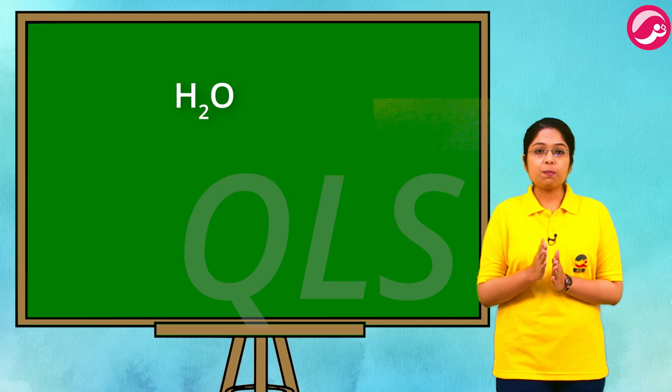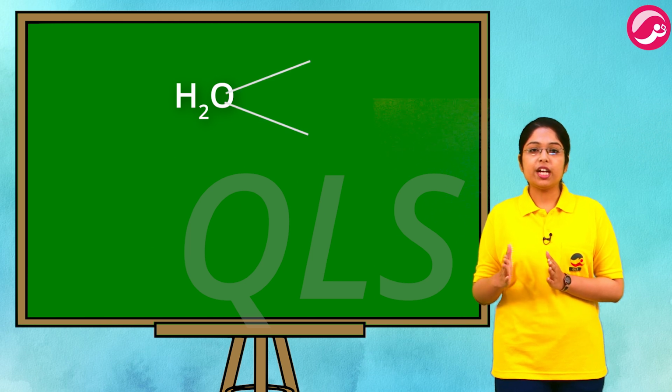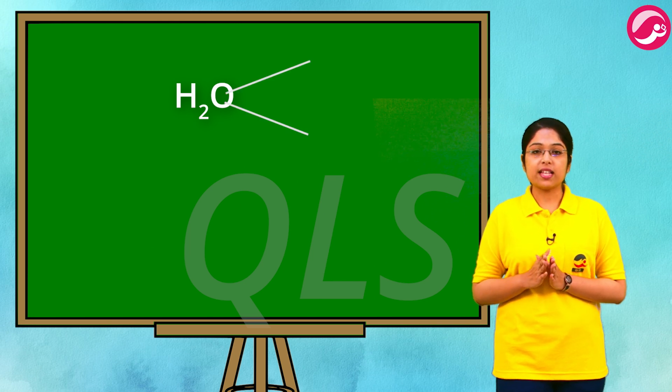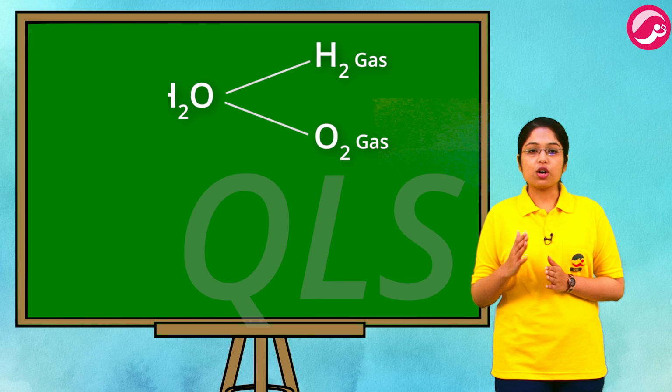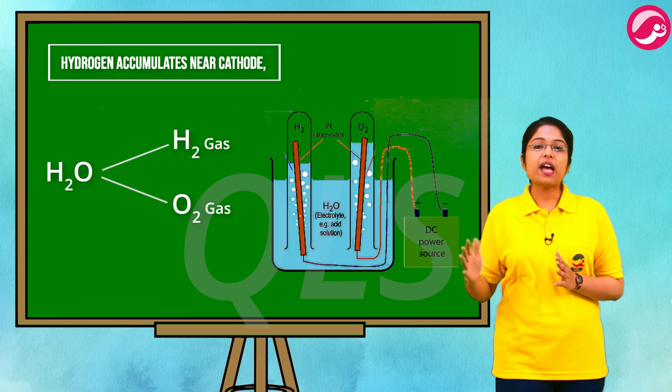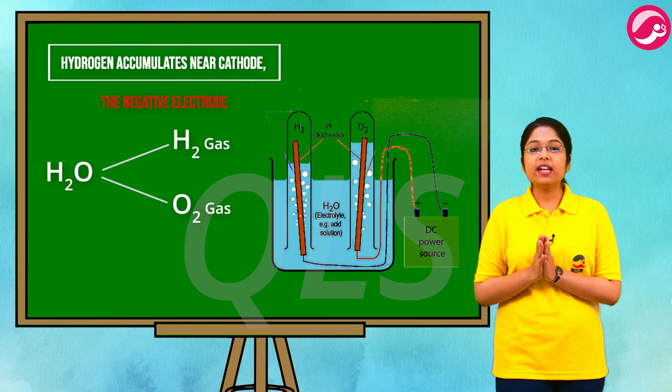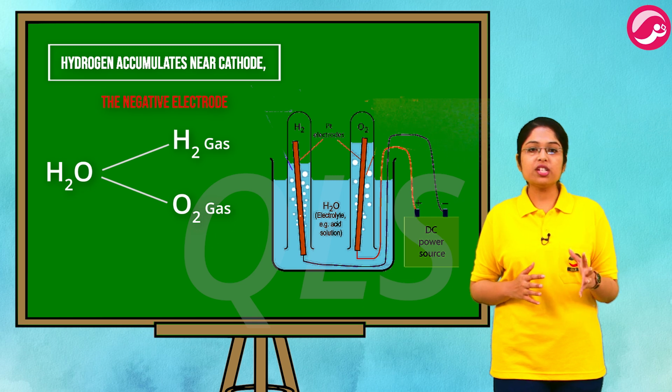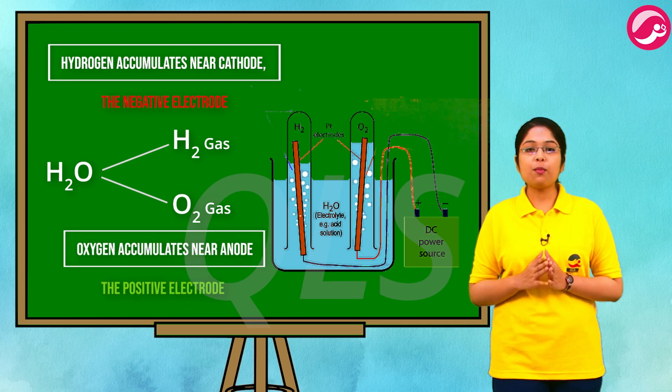An example of electrolysis is electrolysis of water. When electricity is passed through water, H2O, it breaks into its constituent gases, that is hydrogen and oxygen. Hydrogen accumulates near cathode, the negative electrode, while oxygen accumulates near anode, the positive electrode.